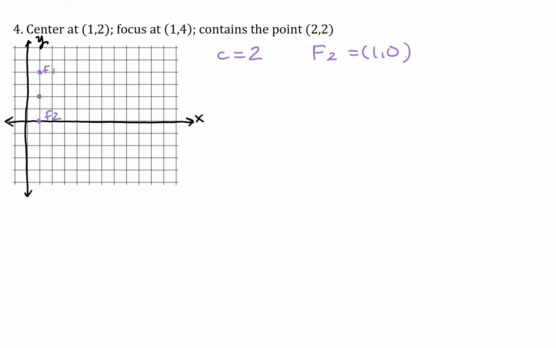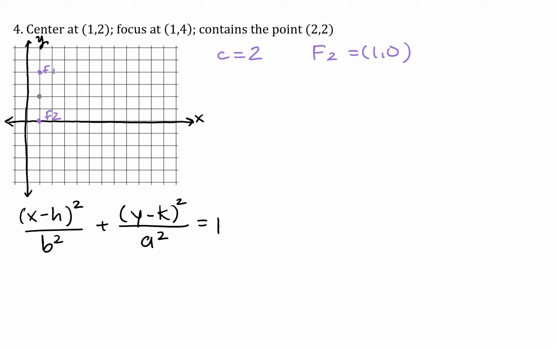We can also tell that this ellipse runs with its major axis parallel to the y-axis. And so it must be that the a squared is under the y term, since this runs vertically instead of horizontally. We know that this ellipse goes through the point (2, 2). So I will put that there.